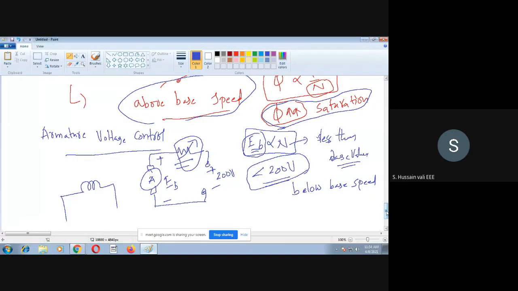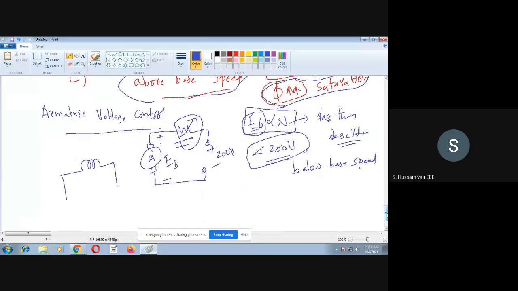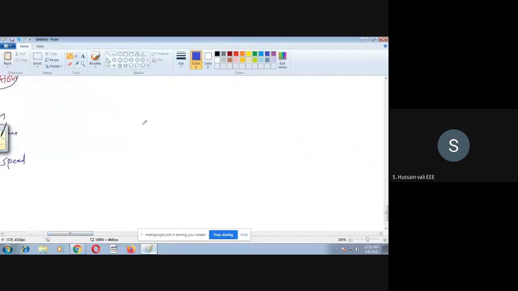Yeah, this is in case of the separately excited DC motor. What about the series motor now? Even in case of the series motor, same thing, no problem. Even in case of the series motor, you can have this facility.